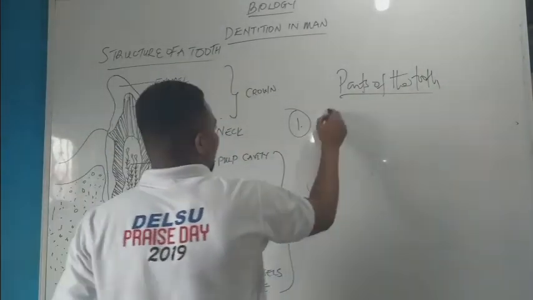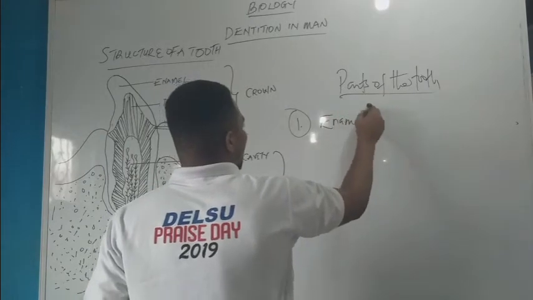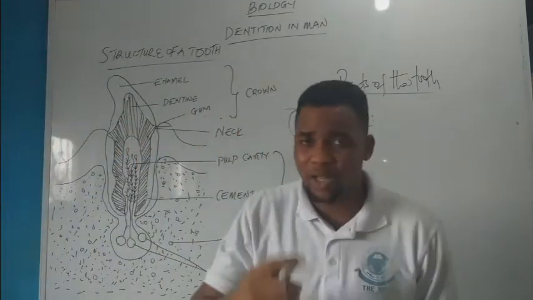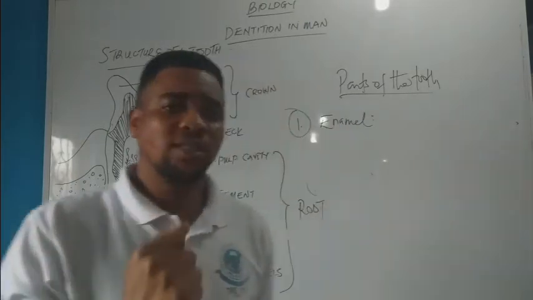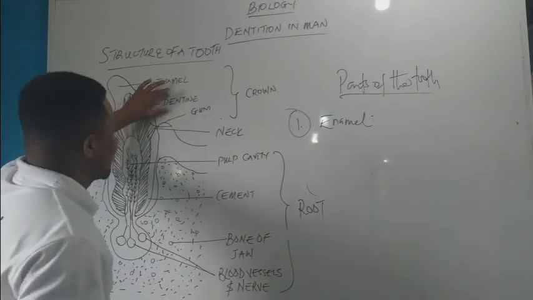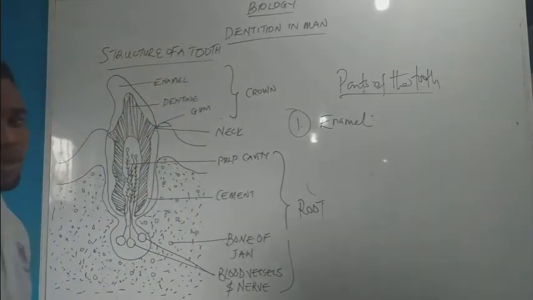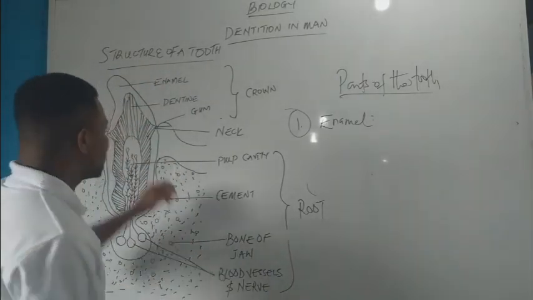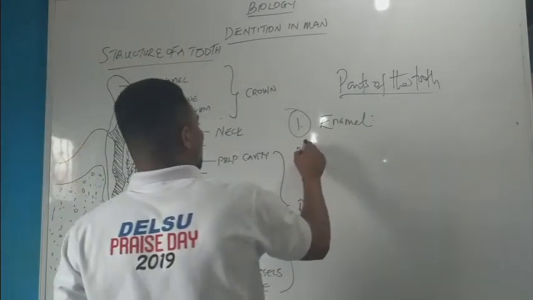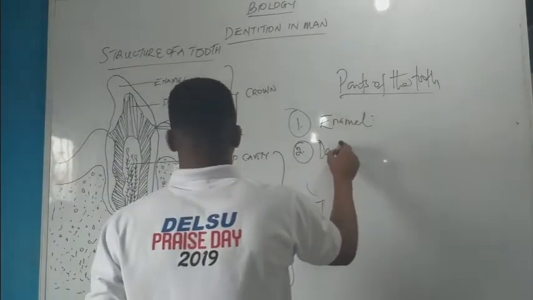the enamel. The enamel is a hard, non-living substance which protects the dentine and the gum. The next one is the dentin.